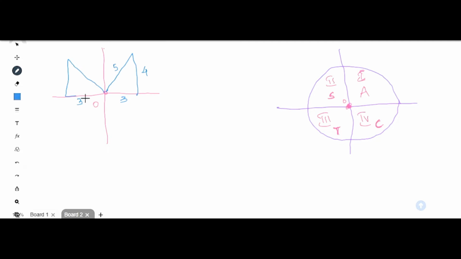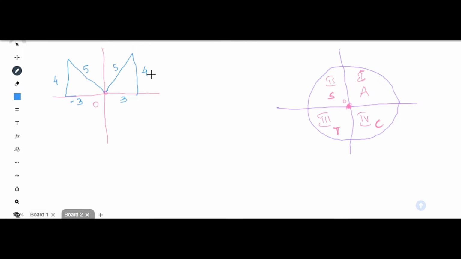Similarly, for the triangle in the second quadrant also, should we do the same? That would be -3 this time, right? Wouldn't it be -3? Yes, -3. It's just the same value now. And this one is positive, and this is also positive 5, right?